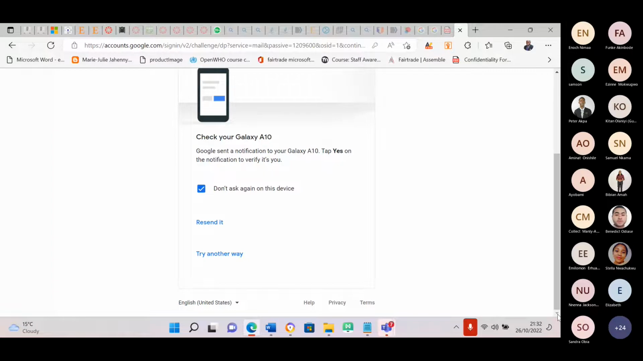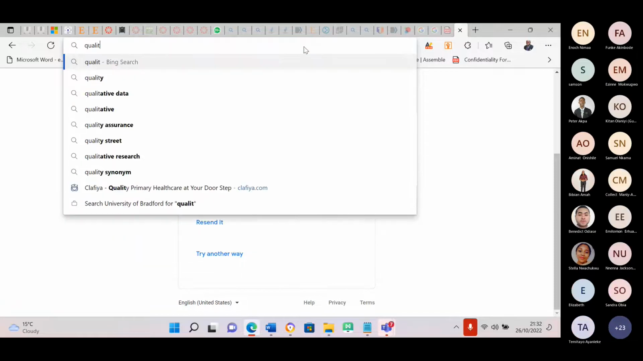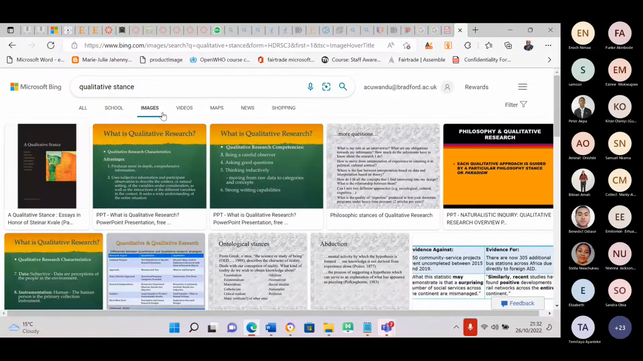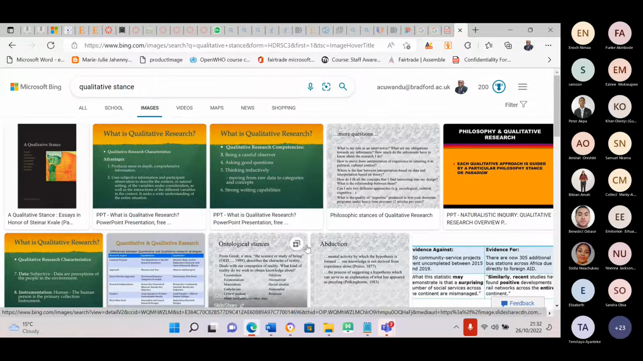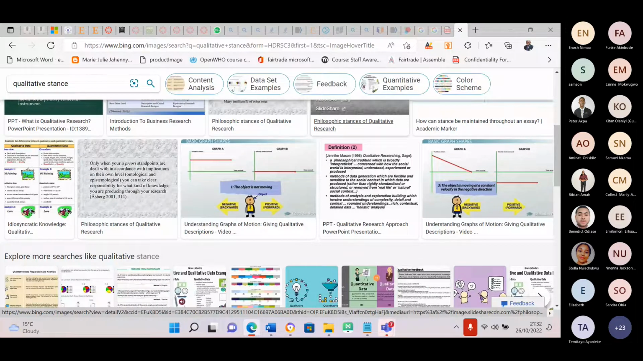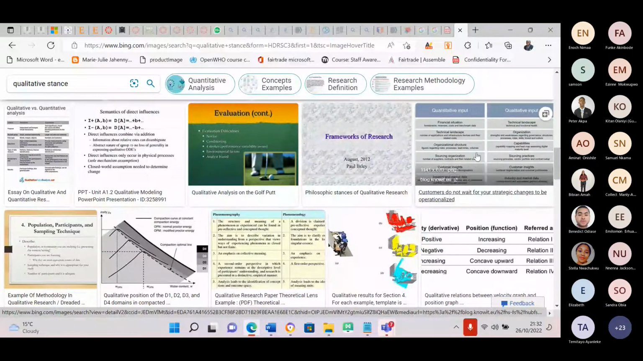Now under qualitative study, there are different stances. I don't know. Let me just go to the internet, qualitative stance. Let me just see whether I can get something. Okay, it says choosing a qualitative. Where is my stance? Where can I get it? Maybe we'll have another day to discuss that because it is actually deep.